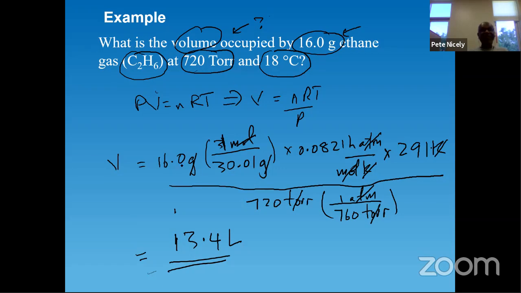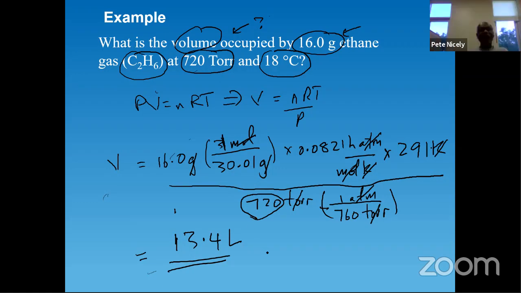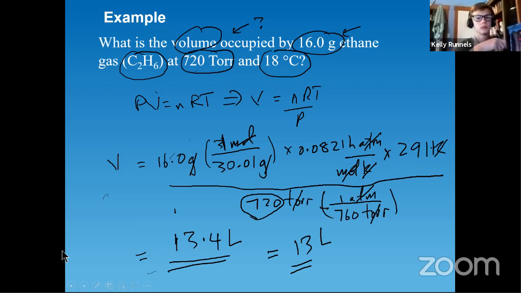Oh, by the way, I just realized something. Actually, the final answer would have to be rounded off to 2 sig figs because of this right here, 720 is 2 sig figs. So that means it should be rounded down further to 13 liters. All right? Basically how that is done. Any questions about this one?